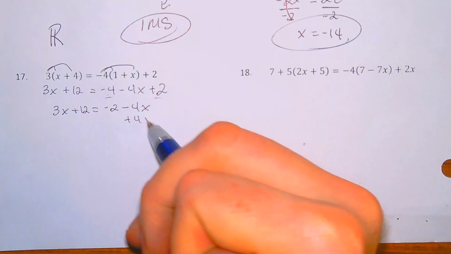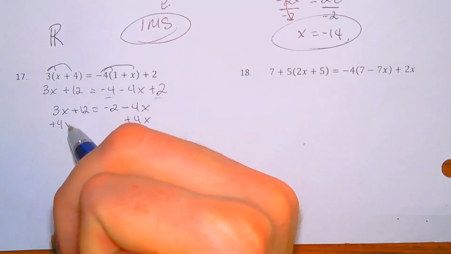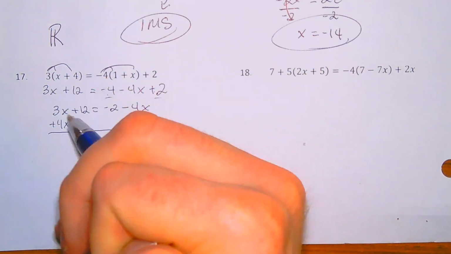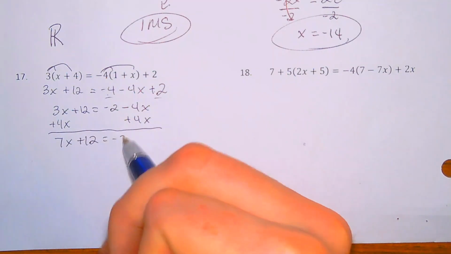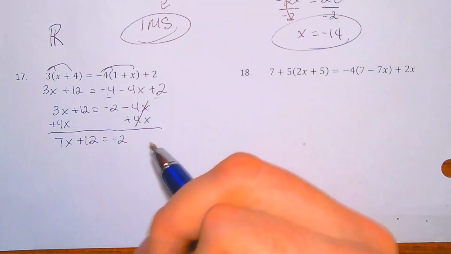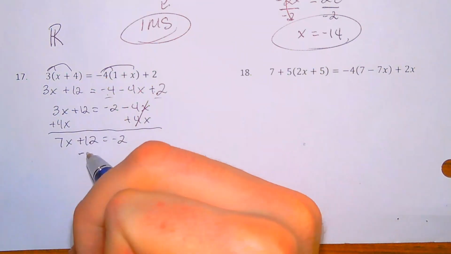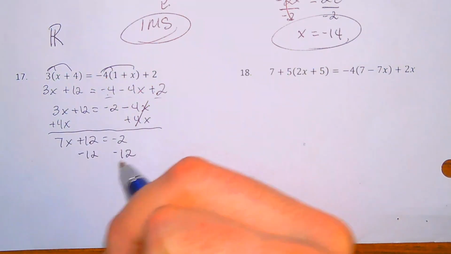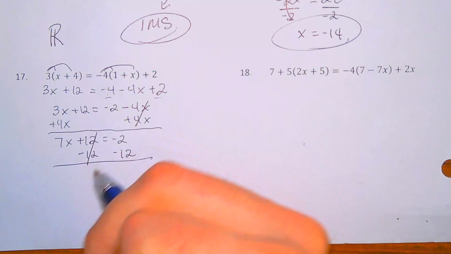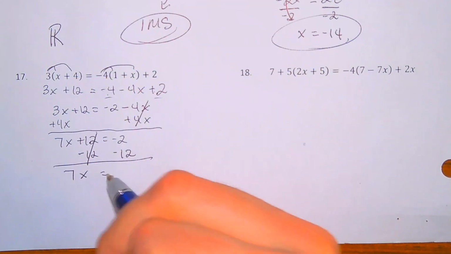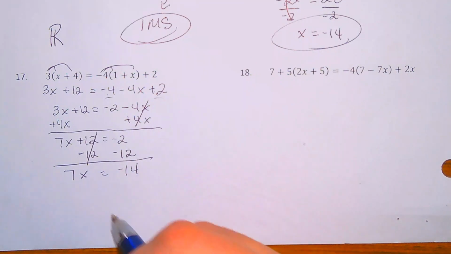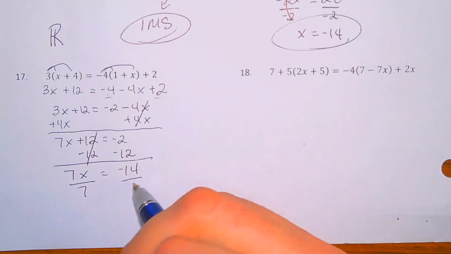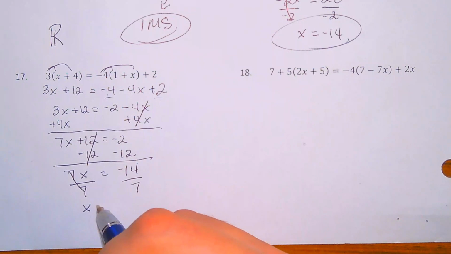Add your 4x to the other side. That gives me 7x plus 12 equals a negative 2. Those go away, right? Subtract your 12 next. Our 12s go, we're left with 7x equals negative 2 minus 12, which is negative 14. And there, divide off your 7. Your 7s go, x equals a negative 2.